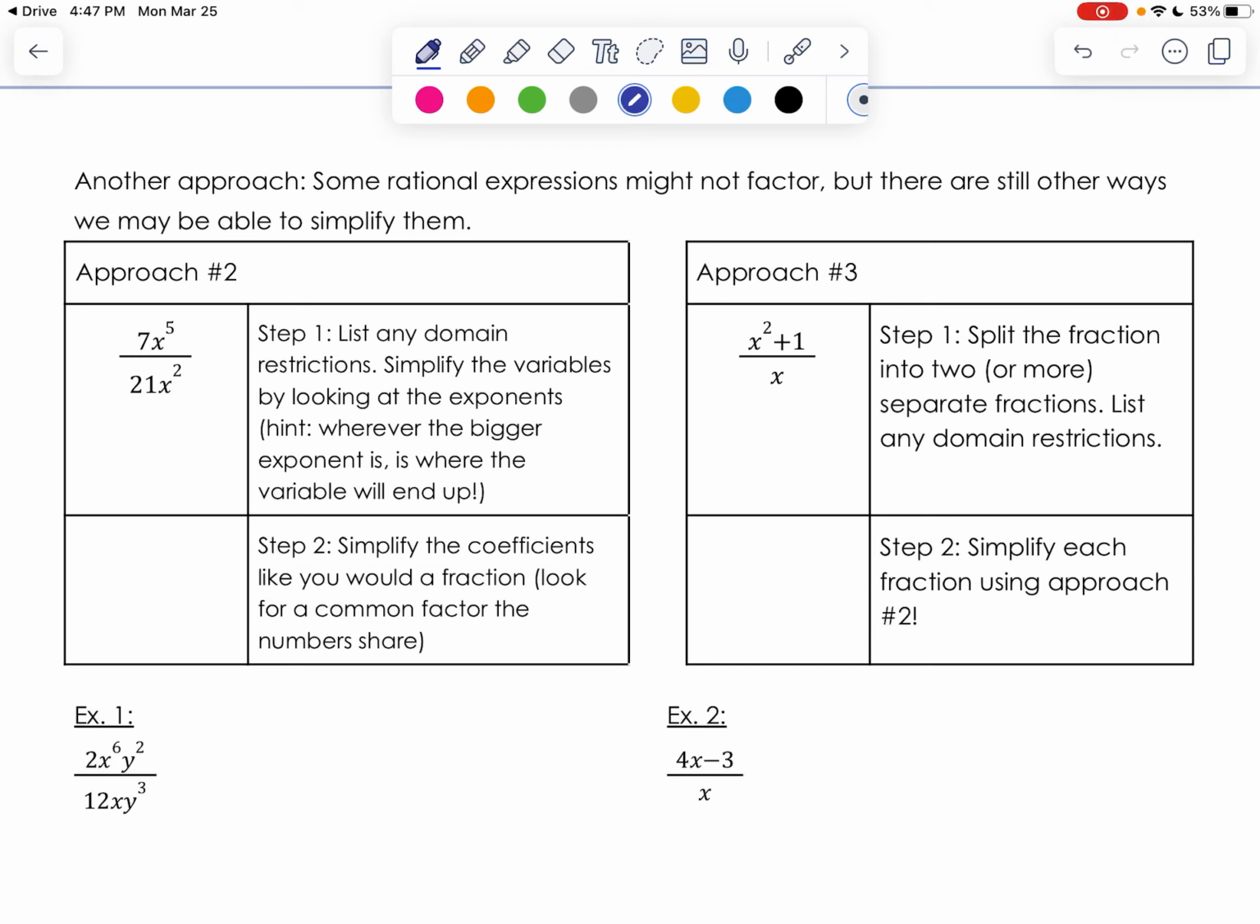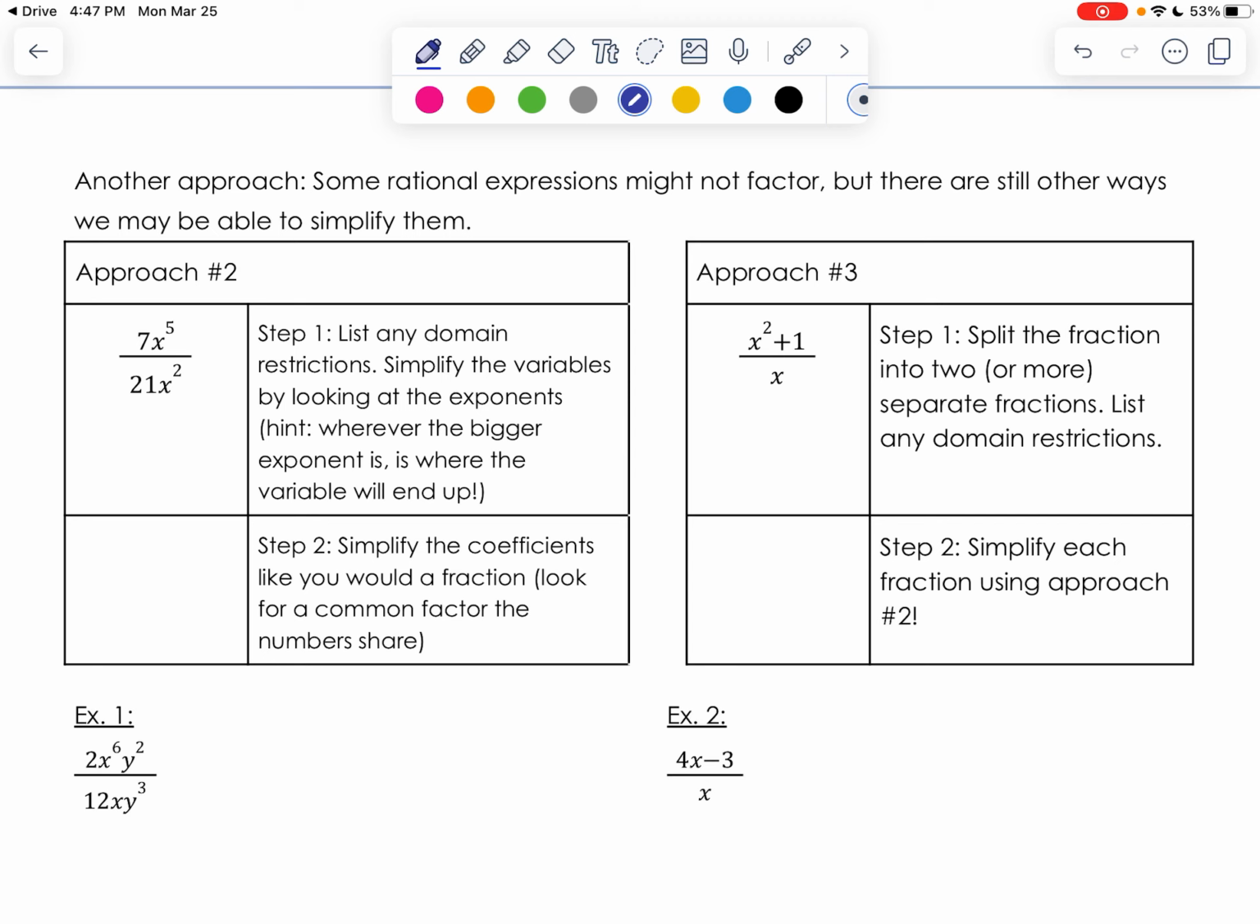There are some additional approaches to simplifying rational expressions. Sometimes they might not factor, or sometimes when they do factor, there's more that we can simplify beyond just factors like we normally see them. So we're going to take a second to look at these two new approaches.